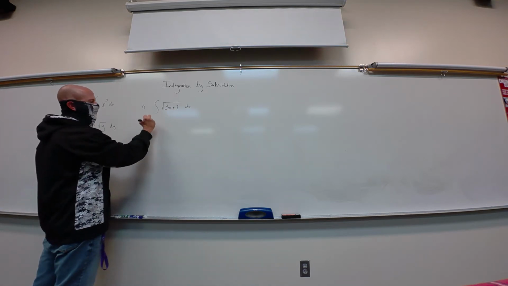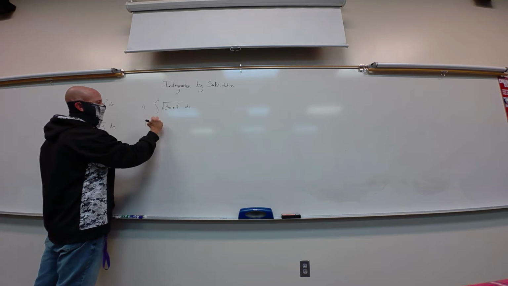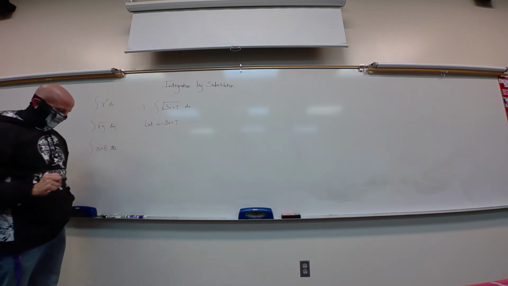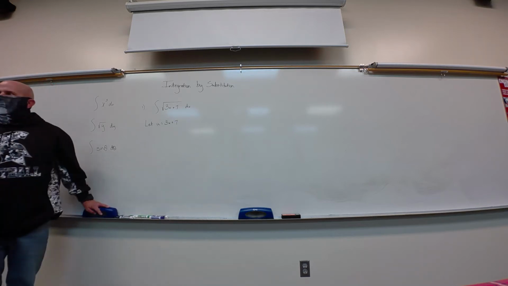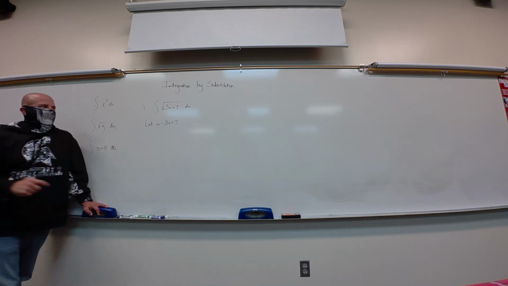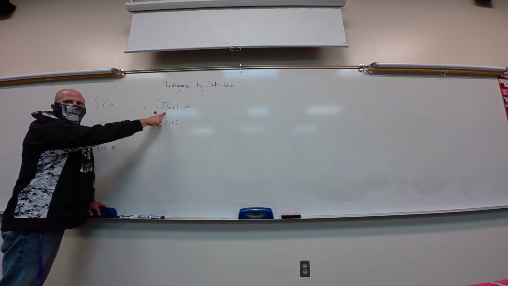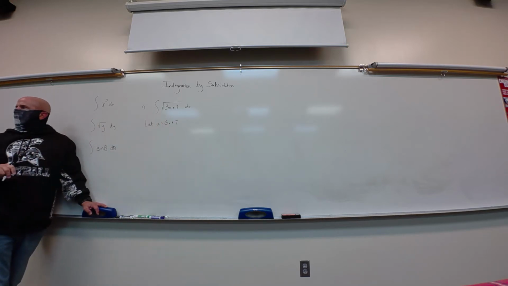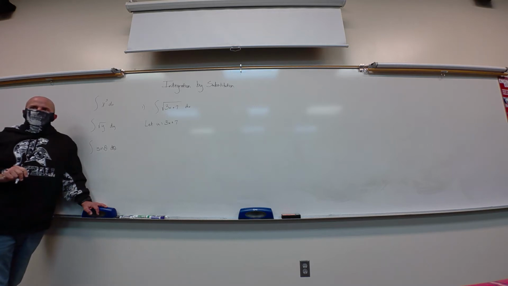What I'm going to do is let u equal 3x plus 7. Now just visualize what will happen here. When I substitute that in, I'm going to have square root u. I know it's a different letter than y, but then it becomes this basic square root. Pretty okay with that?